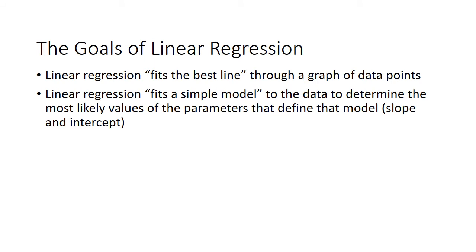So the goal of linear regressions, and this kind of goes back to when we were talking about correlations previously, is that when we do a linear regression, we basically are trying to find the best fit line through a graph of various data points based on the sample that we're looking at. And so with linear regression, we're fitting a simple model to the data, and that way we're trying to determine the most likely values of those parameters that help to define that model. And so basically what we're going to be looking for is both slopes and intercepts.